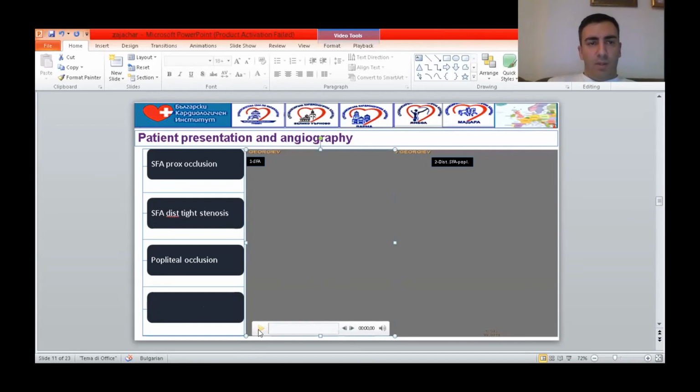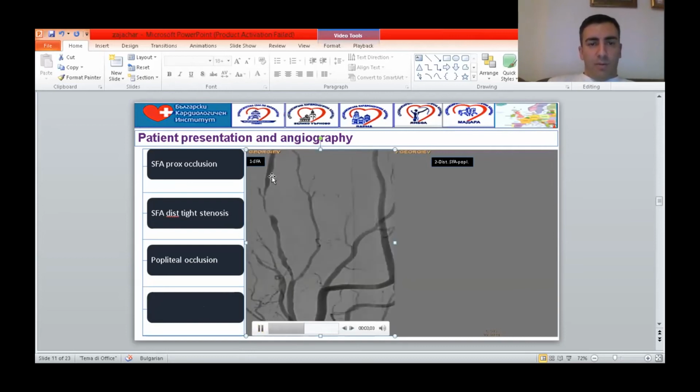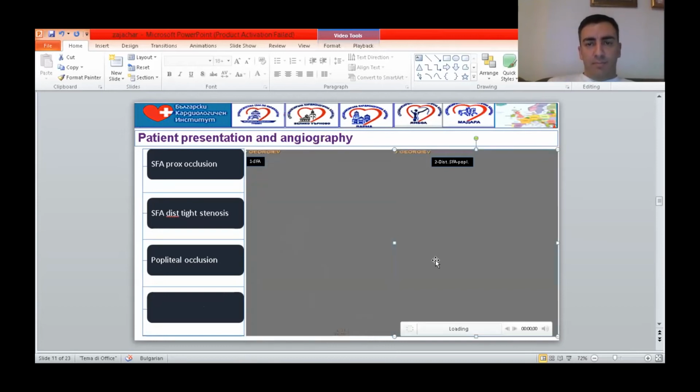Okay. Here you can see proximal SFA. In the second movie, it will be distal SFA. Very complex case with occlusion of superficial, popliteal, anterior tibial, and posterior tibial artery. This case is very interesting. I hope that we can see the movies. No.